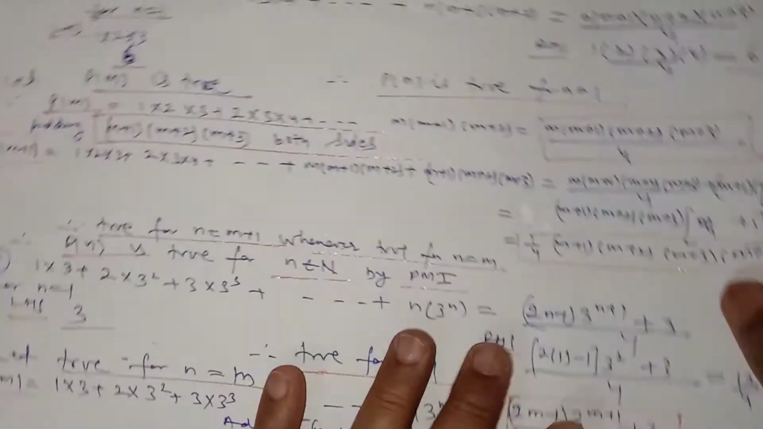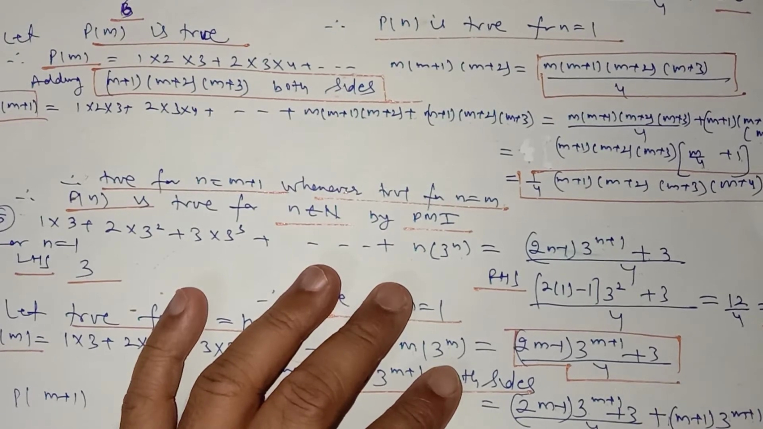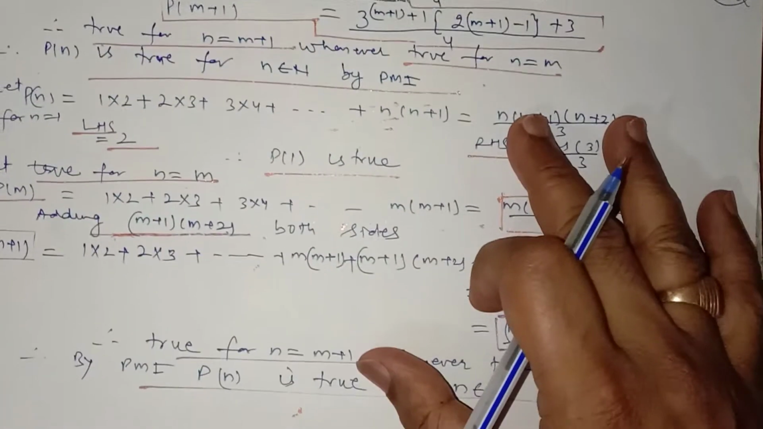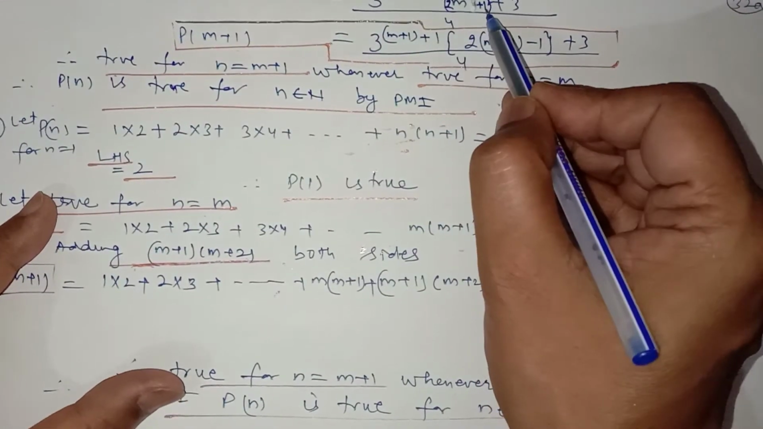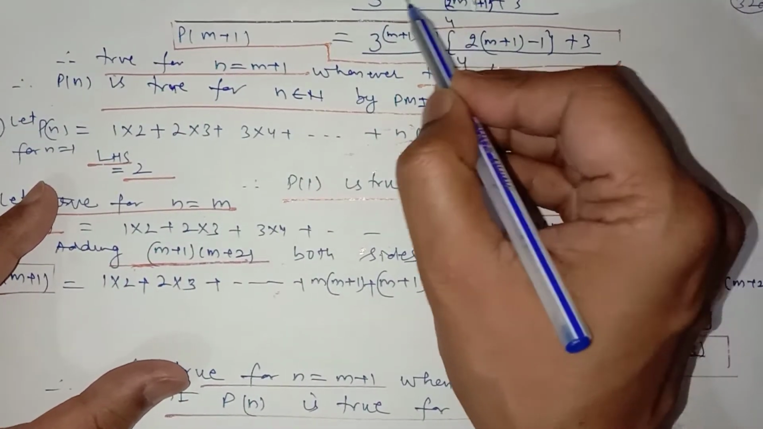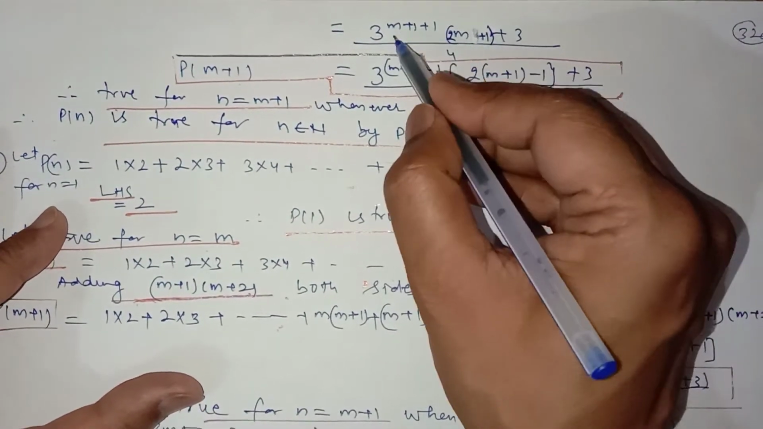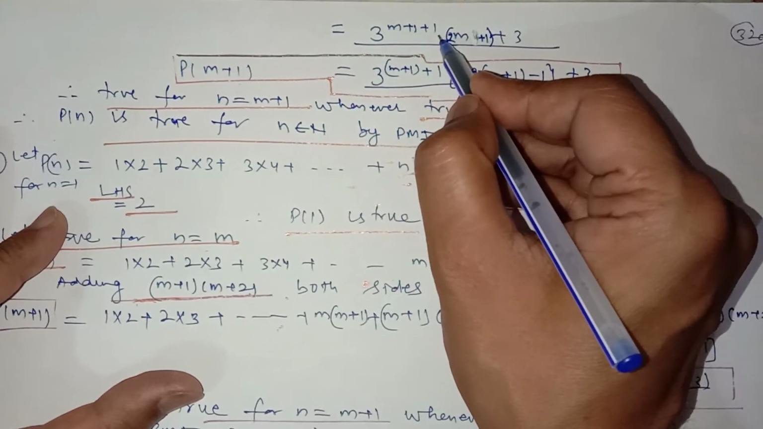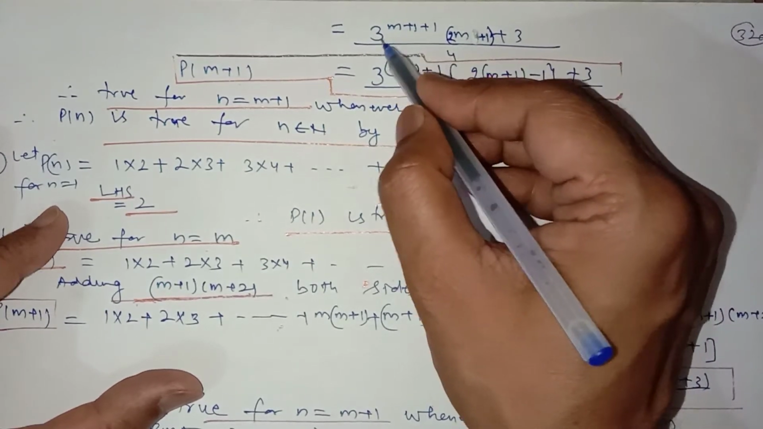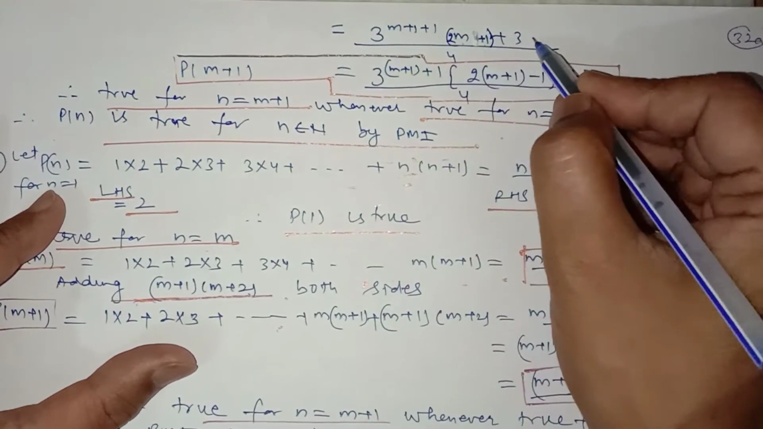3 common in these two terms. So what you are getting in these two terms, you are getting this 2m plus 1 into 3. So power will be added. When you take 3 common, 3 raised to power m plus 1 is already there. 3 common, when you take the power of that is 1. So it comes out to 3 raised to power m plus 1 plus 1. In the bracket we have 2m plus 1 plus 3 upon 4.